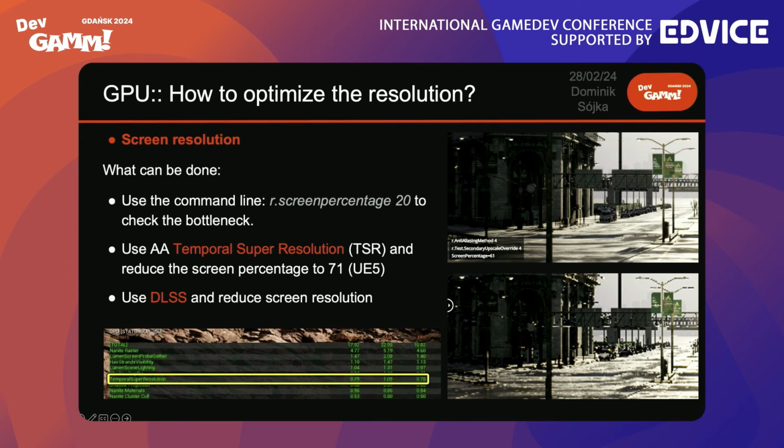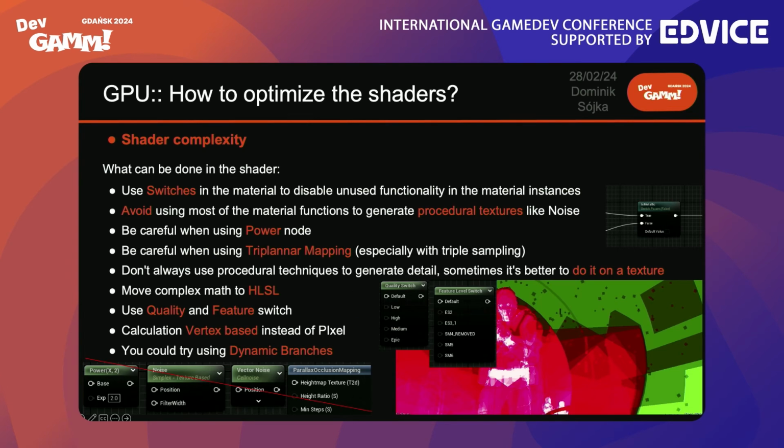And there's a great tool in Unreal Engine 5. You can see these are the same pictures using screen percentage 61, but the one at the top is using a new anti-aliasing method, Temporal Super Resolution. So you can try to use that method and change the screen percentage to 71, and basically you will have almost the same quality, but it's going to be much better for optimization if you have a problem with the screen resolution. Of course, you can also use DLSS for newer graphics cards.